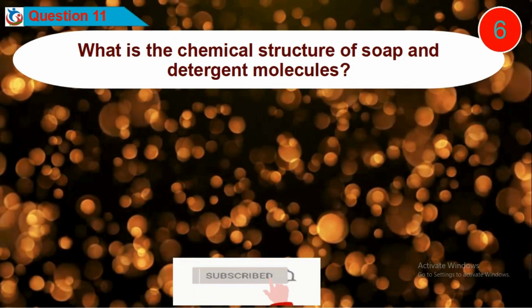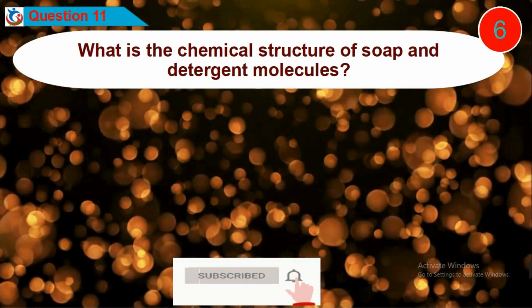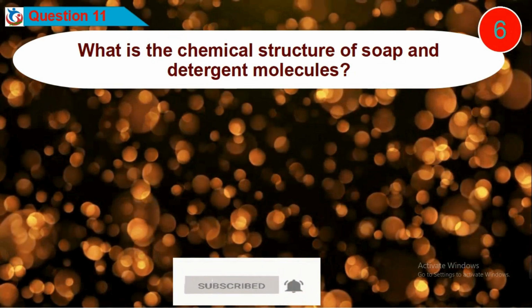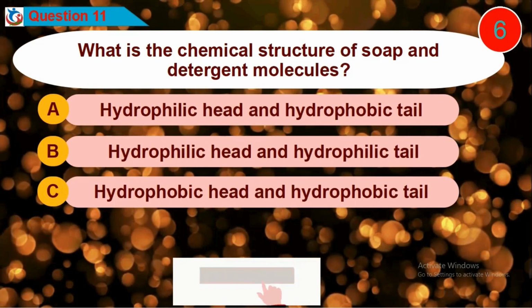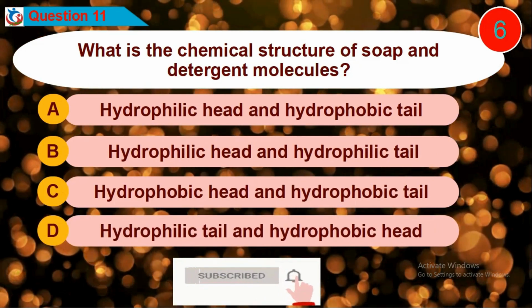Question 11. What is the chemical structure of soap and detergent molecules? Is it option A, B, C, or D?